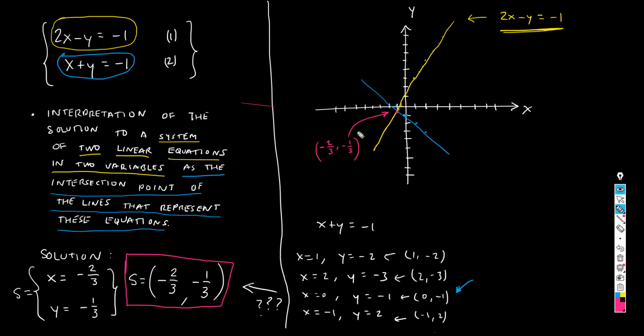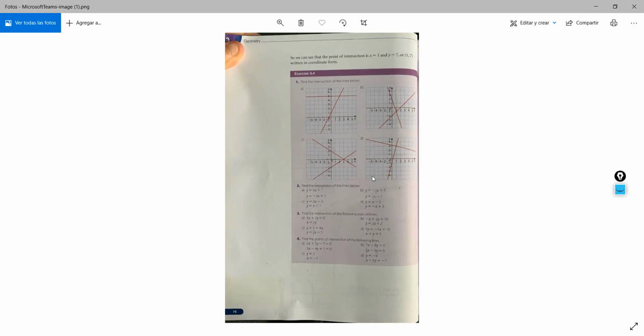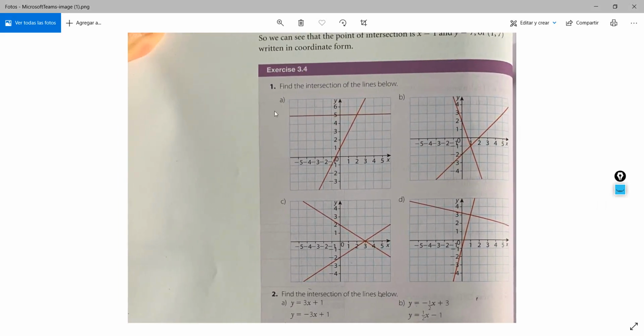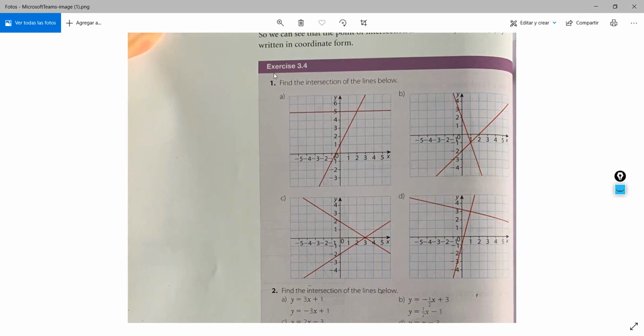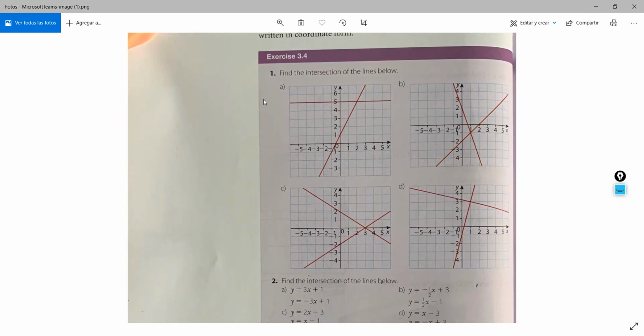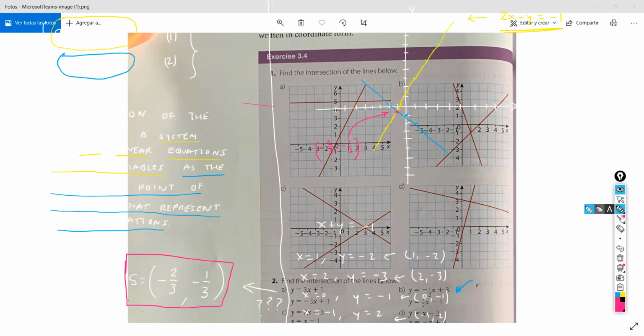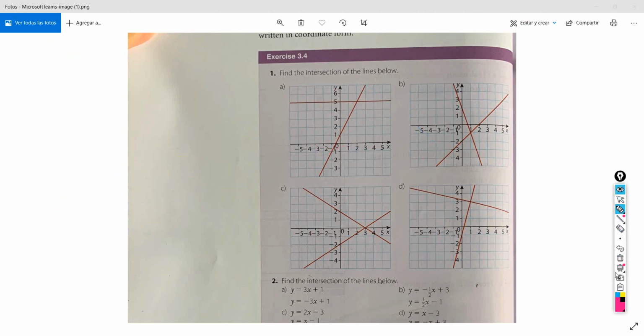So I think you have an idea already of how this works, and by understanding this that I just did, you can now solve these problems from exercise 3.4, only the odd exercises. The first one is very simple. It says find the intersection of the lines below. Well, all you have to do is spot the point at which they intersect, right?